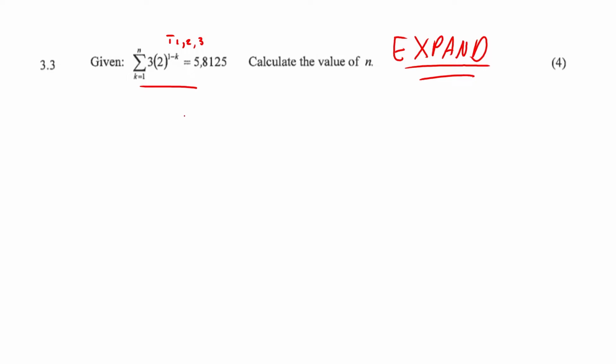So, term 1, term 2, and term 3. Plug it into your calculator. So, 3 into 2 raised to the power of 1 minus 1, then 1 minus 2, then 1 minus 3. And you'll get these 3 values. Remember, everybody, we are dealing with a series here, not a sequence. If it was a sequence, I would have used a semicolon. But I had to use the addition signs. Dot, dot, dot, because we don't know what n is equal to. We don't know where it ends. We know that it starts at 1, and that is going to be equal to 5,8125.